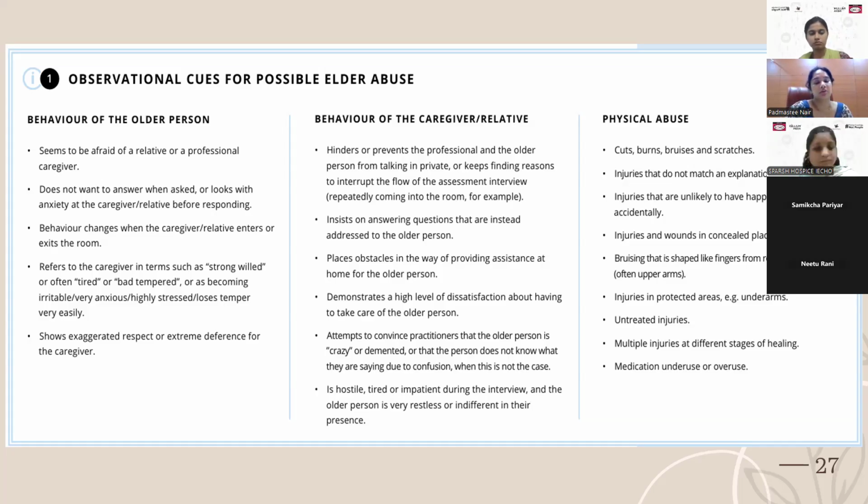Also, the other sign that we see is either medication overuse or underuse. That underuse may point to possible neglect because the family members may not be buying medications as the patient requires.